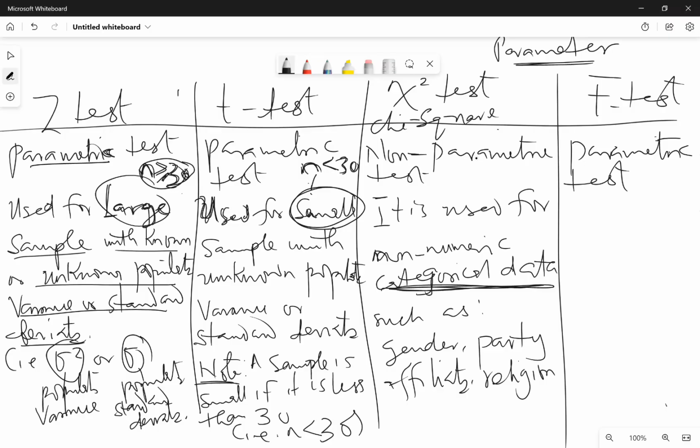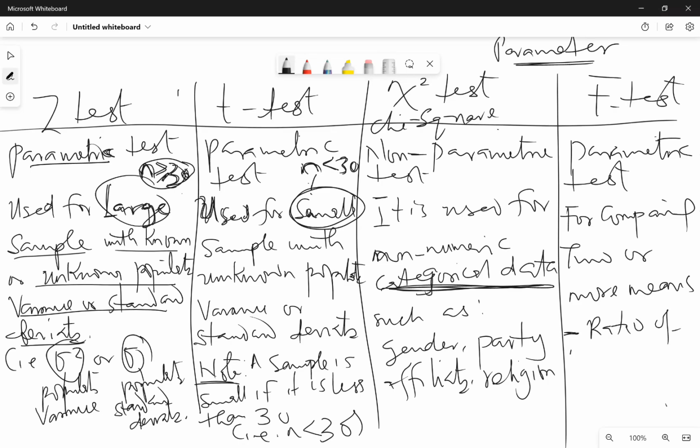Now the F-test is used for comparing two or more means. I said the F-test is used for comparing two or more means. We can also define F-test as the ratio of two variances. Ratio of two variances. All right. I think that's all about the test.